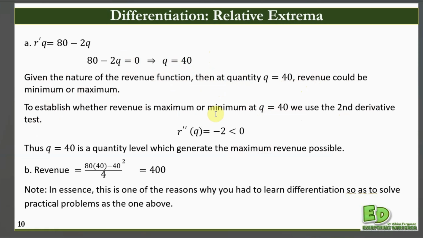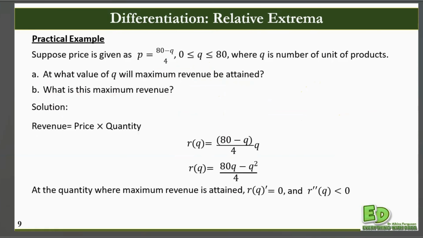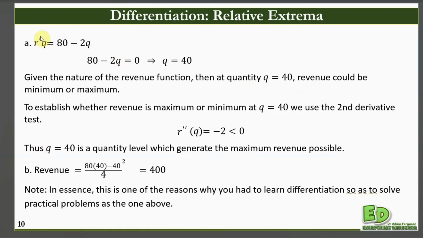the sufficient condition. Take the second derivative of the differential. The differential here is 80 minus 2Q. If we differentiate this again, the second derivative gives us minus 2, which is less than 0. What is it telling us? It means that that point is indeed a maximum point. If you produce just 40 out of the range of products 0 to 80, we will get the highest revenue. Thus, Q equal to 40 is the quantity level which generates the maximum revenue possible, right?